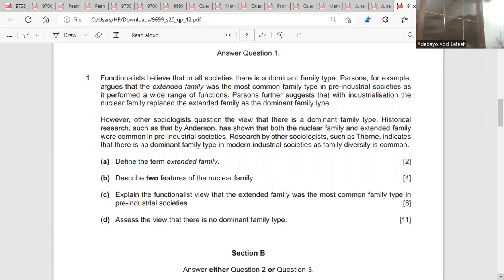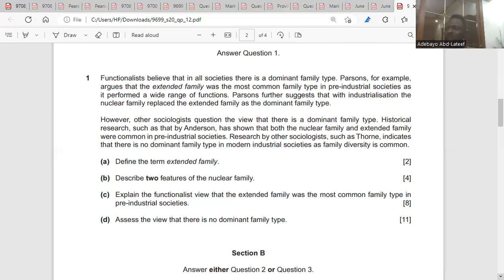So when you're talking about a dominant family type, in one society it is basically the nuclear family that is common, in another society it is basically the extended family. But there's no dominant family; the family is diverse. It means, for example, if 80% of the families in Libya are nuclear families, that is a dominant family. If 70% of families in Libya are extended families, that is the dominant family.